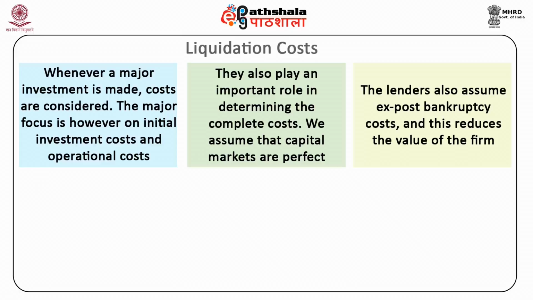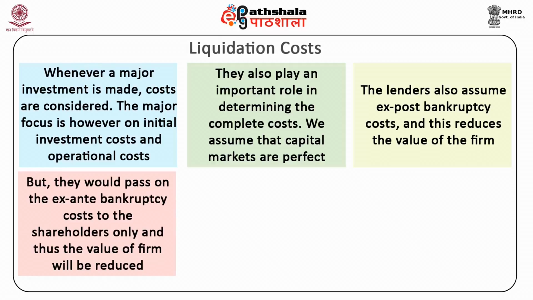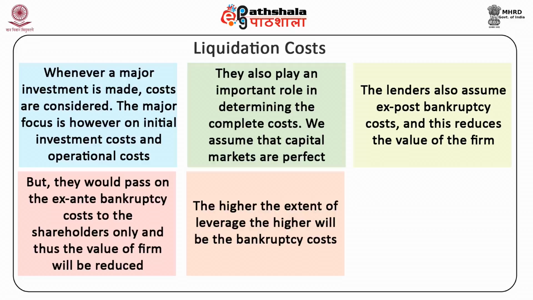The lenders also assume ex post bankruptcy cost, and this reduces the value of the firm. But they would pass on the ex ante bankruptcy cost to the shareholders only, and thus the value of the firm will be reduced. The higher the extent of leverage, the higher will be the bankruptcy cost. Thus, bankruptcy costs include legal, administrative, and accounting cost.